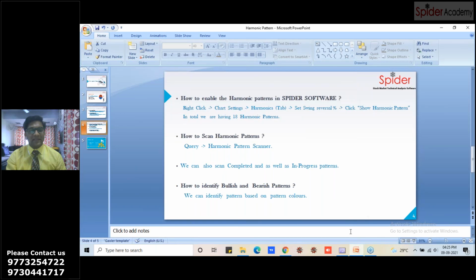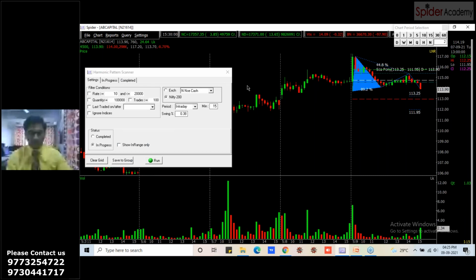If I want to make color changes, I can go to these settings. Here I go to the color settings. We have a separate tab for the harmonic pattern. Here I can select the color for the bearish, and on that basis we can identify whether this particular stock is going for the bullish side or the bearish side.